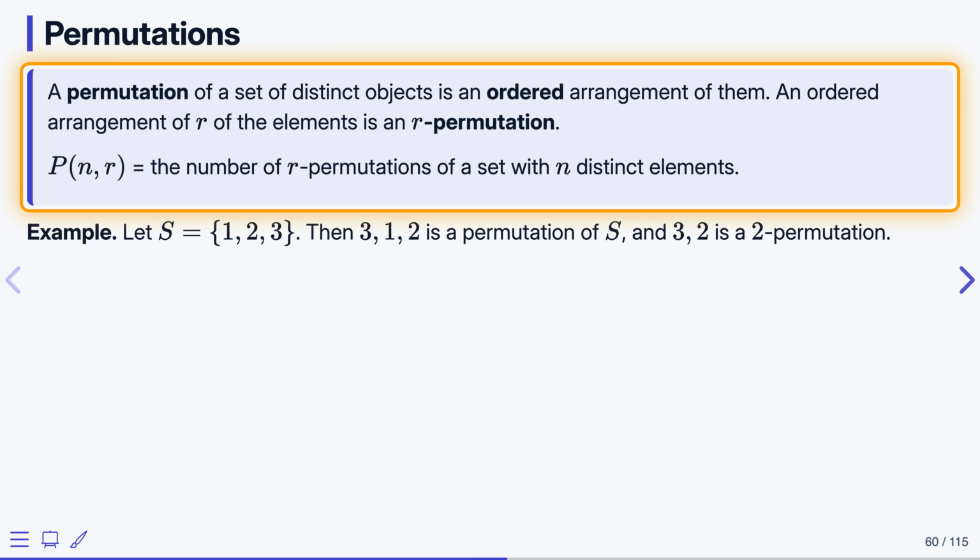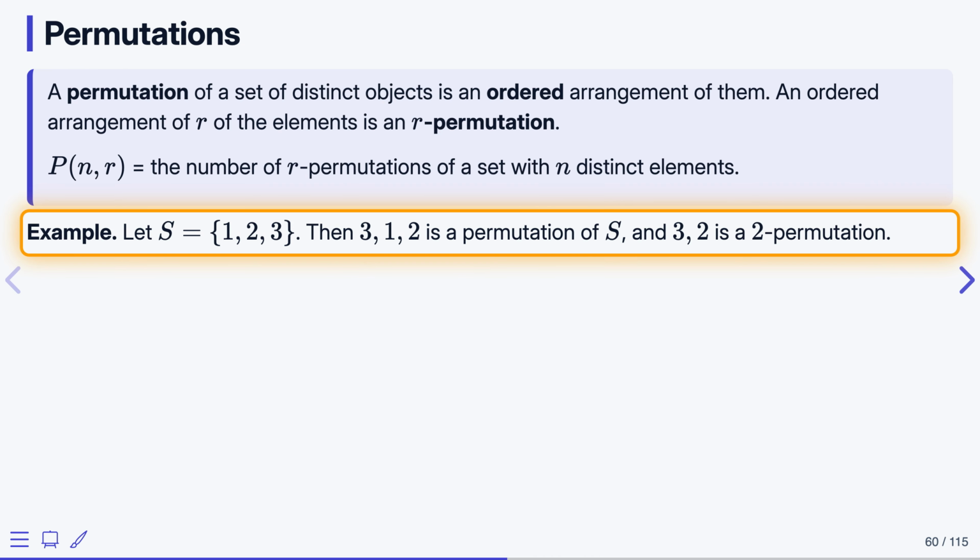A permutation is an ordered arrangement of distinct objects. The word ordered is the important one. 3, 1, 2 and 1, 2, 3 use the same numbers but count as different permutations. If we arrange only r of the elements, we call it an r-permutation. We write P of n comma r for the number of r-permutations of a set with n distinct elements.